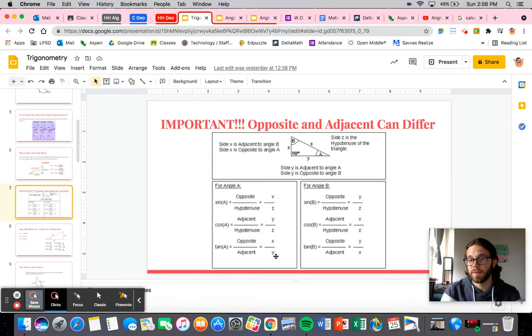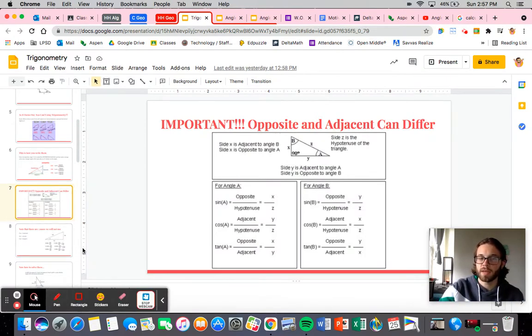Okay, so it is very, very important. Now, these could be numbers as well. So if I had something like 3, 4, 5, right? You would have 3 over 5, 4 over 5, 4 over 5, 3 over 5. You see what I'm saying? That's what we're going to ultimately end up with.